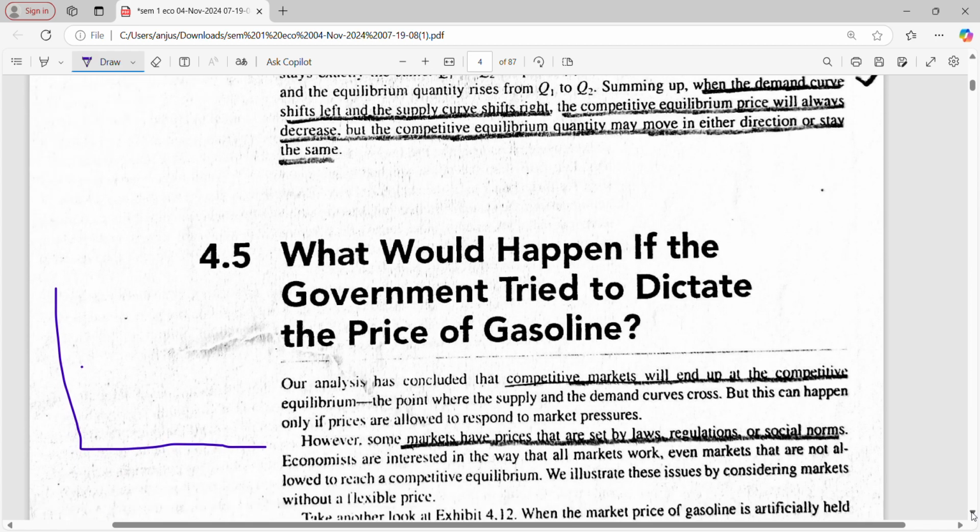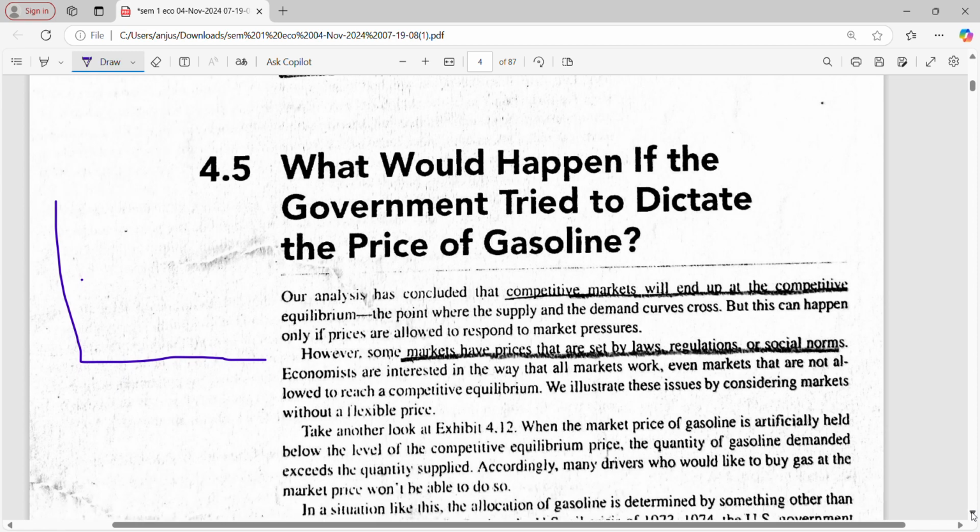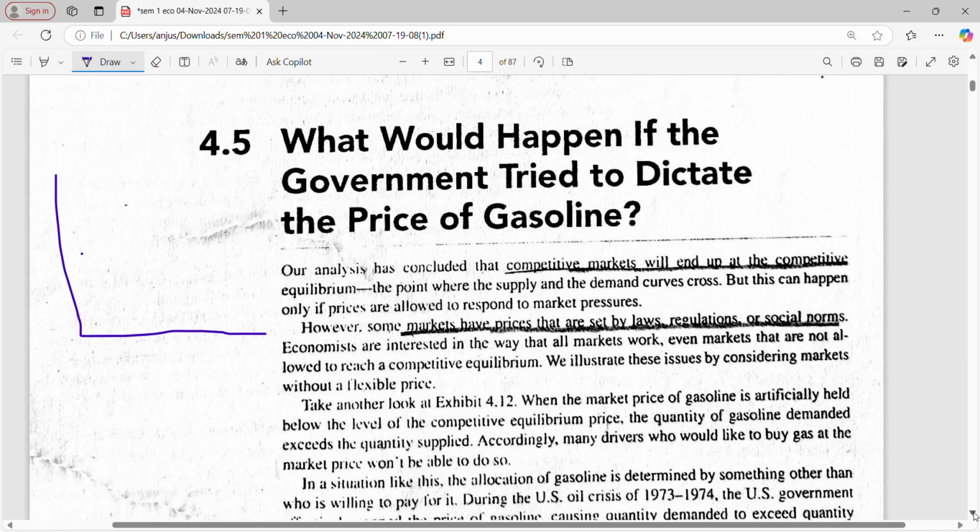Next is for point 5. So here we are discussing what would happen if the government tried to dictate the price of gasoline instead of market conditions. Okay, government is dictating the price of gasoline. So before that we can study two situations: price ceiling and price floor.